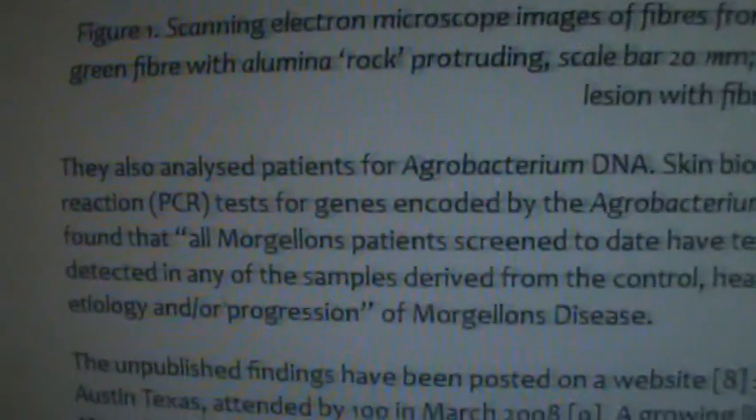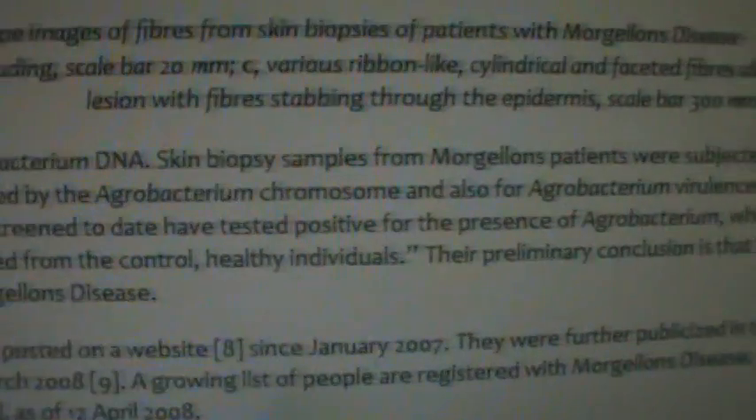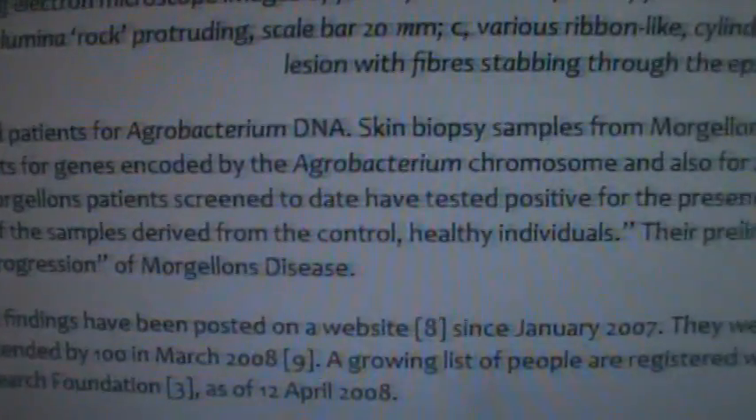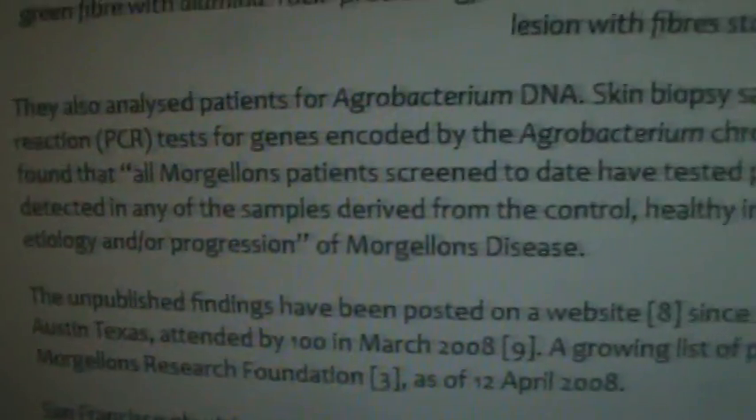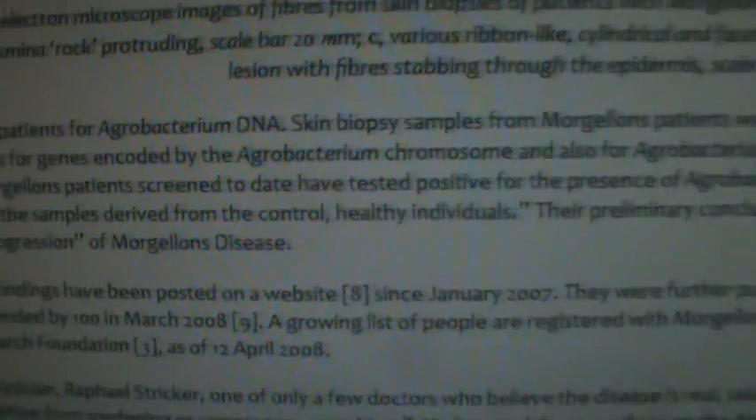Skin biopsy samples from Morgellons patients were subjected to high stringency polymerase chain reaction tests for genes encoded by the Agrobacterium chromosome, and also for Agrobacterium virulence genes and tDNA of its TI plasmid. They found that all Morgellons patients screened to date have tested positive for the presence of Agrobacterium, whereas this microorganism has not been detected in any of the samples derived from the control healthy individuals. So there it is. They connect Agrobacterium to Morgellons.